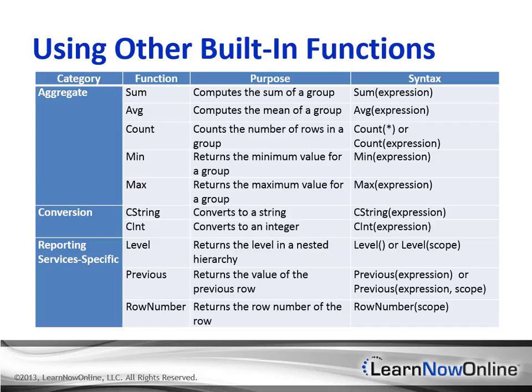Like Level returns the level in a nested hierarchy. Previous is real handy. It gives you the value for a field of the previous row within the data set. And so that makes it possible to do various comparisons on a row-by-row basis as the report is executing. And then you can do things like RowNumber, that returns the row number of that row within that data set.